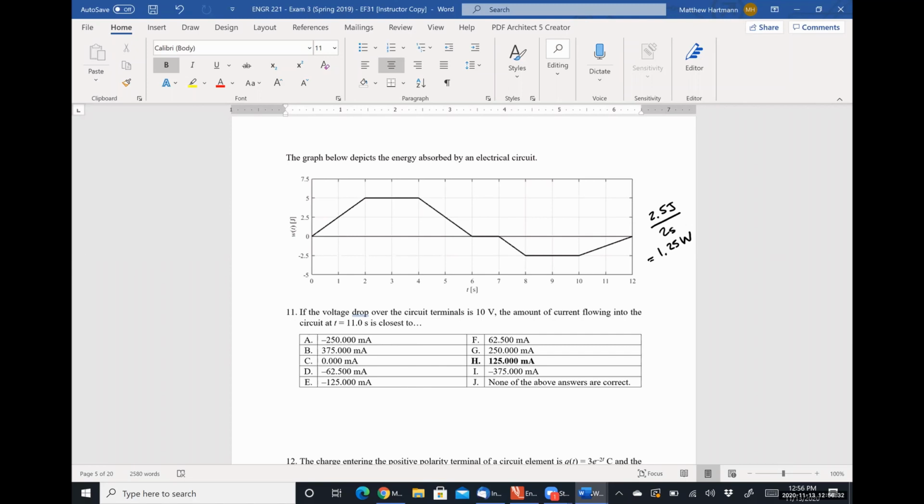So once we get the power by taking the slope of this curve, we divide that by the voltage because power over voltage is current. And so 1.25 divided by 10 is 0.125 or 125 milliamps. Next question, unless you've got a further one about this one.